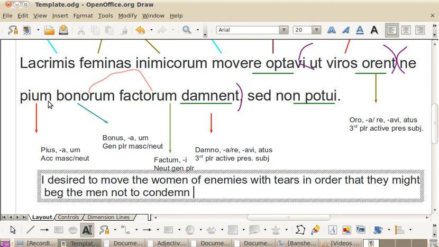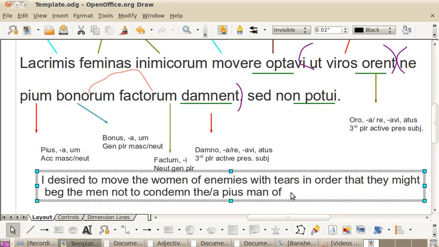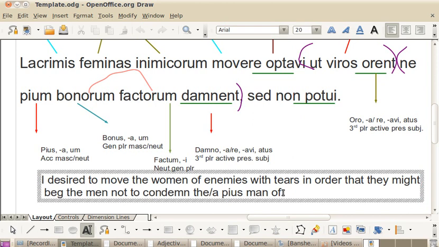So we say, in order that they might beg the men not to condemn the or a, maybe they're talking in generalities, a pious man, and then we're just left with a genitive idea. And genitives, as I said, are typically preceded by the preposition of and attached to the closest noun or noun idea, and that would be the substantive pium. So we could say of good, and factorum means deeds.